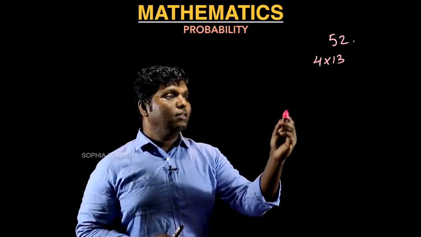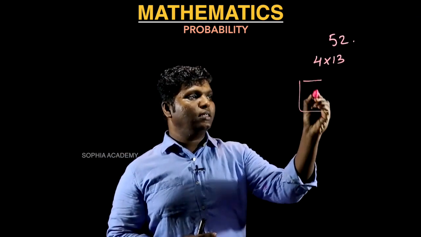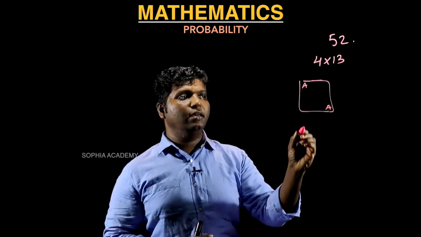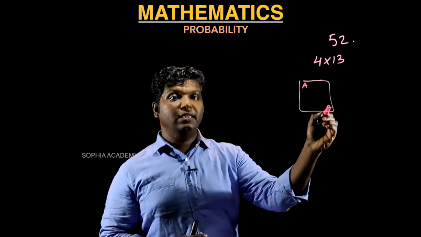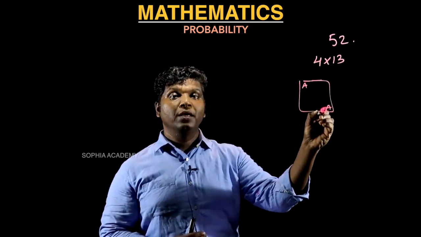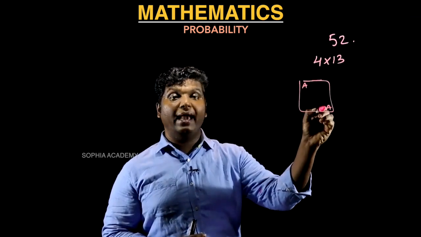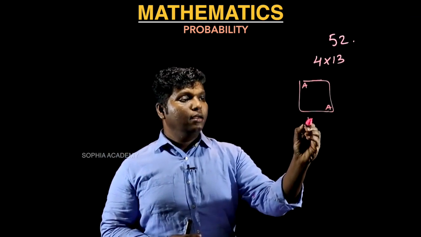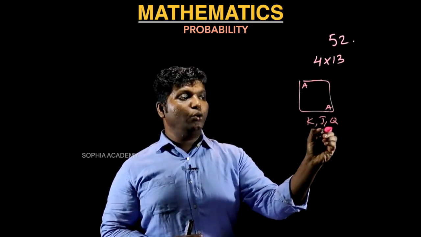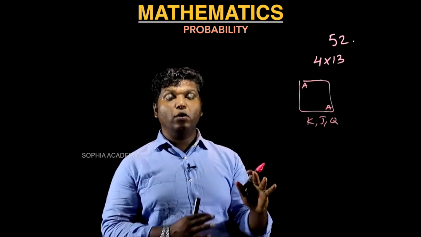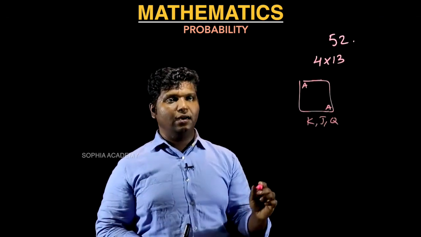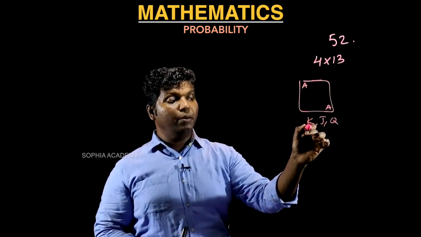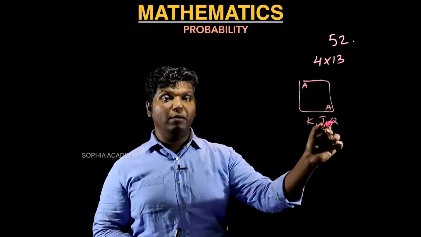So inside one 13 set, one will be A, and A will be given here and here. If it is jack, it will be J and J. If it is queen, it will be Q and Q. If it is king, it will be K and K, like that. So king, jack and queen, these 3 cards are what we call the face cards, and this is the ace card. So inside these 13 cards, one will be ace, one will be king, one will be jack and one will be queen.